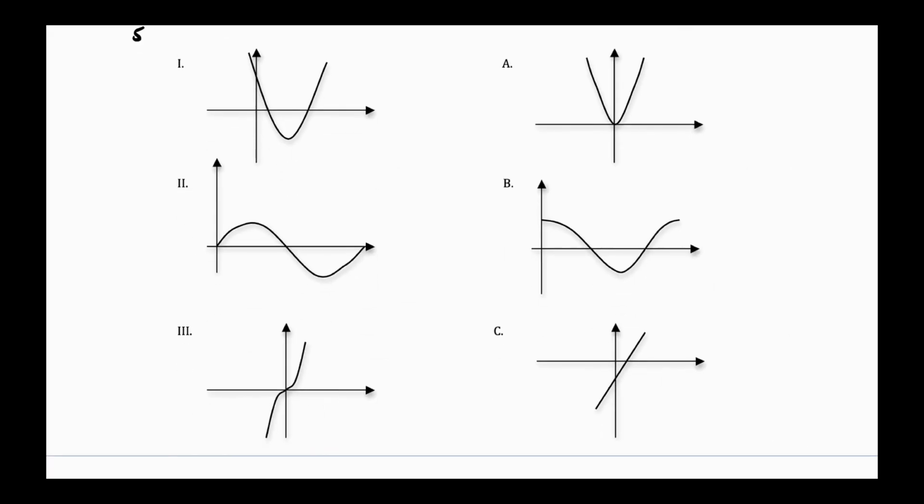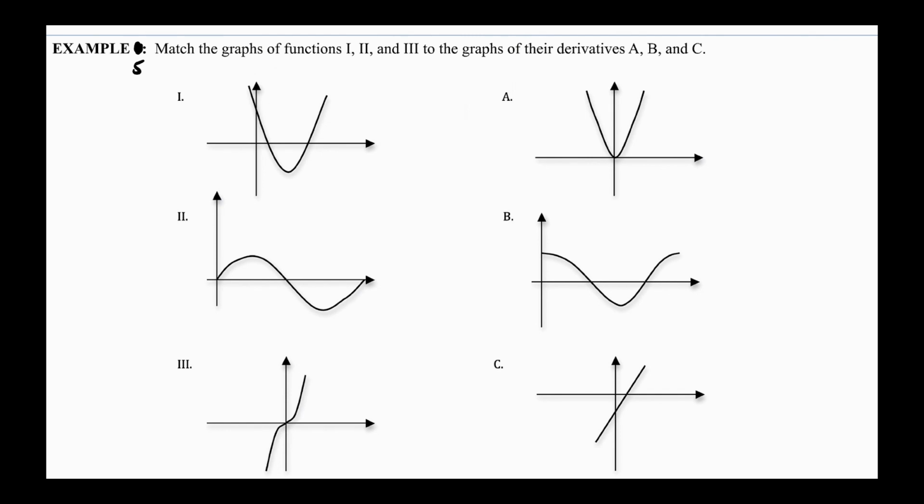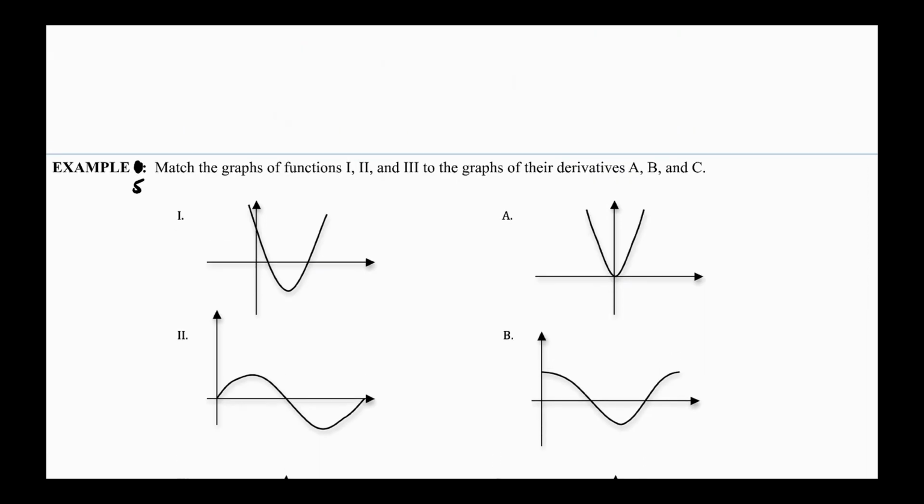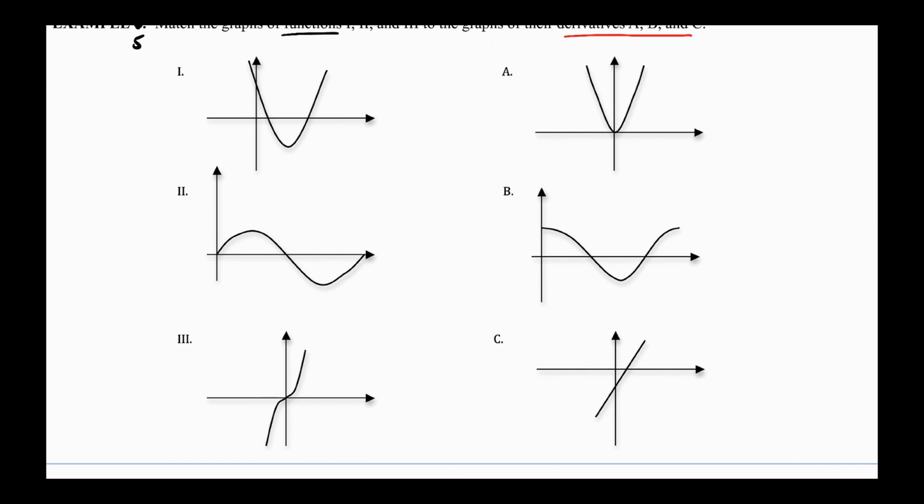Examples 1, 2, and 3, Roman numerals. Those are all the originals. Those are all the functions here, the original functions, the f of x's. A, B, C are the derivatives, the f primes. So what they want you to do is figure out which one goes with which one.